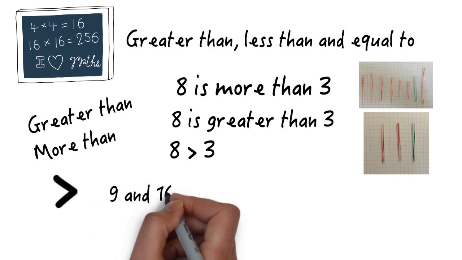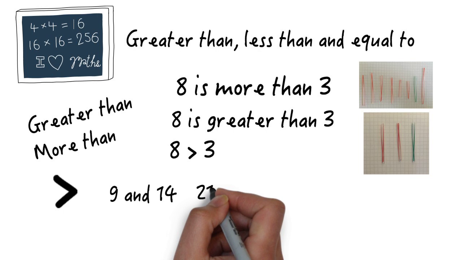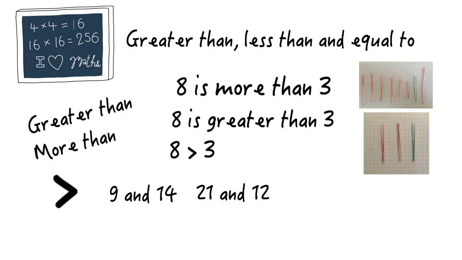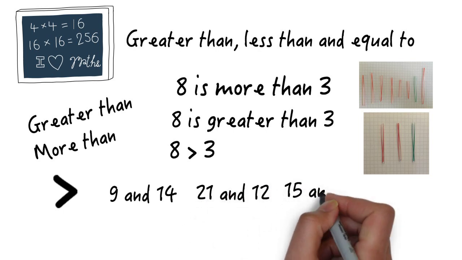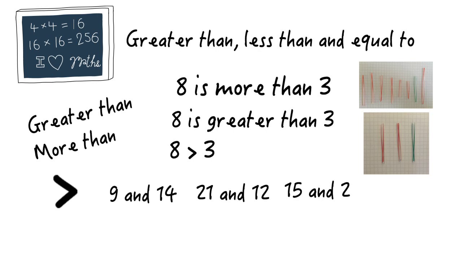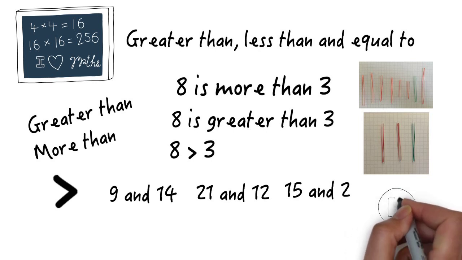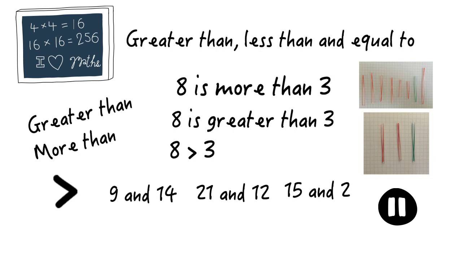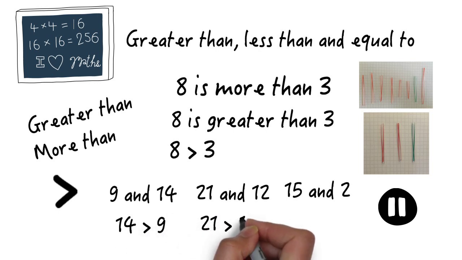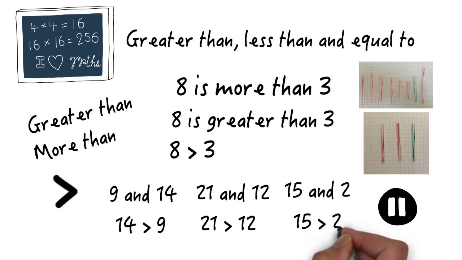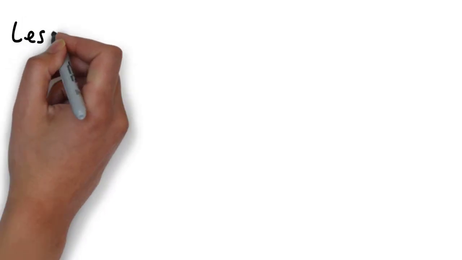Take a look at these different numbers and see if you can work out which one is greater than the other. You could use objects to make them first. Hit the pause button so you can have a think. If you got it right, you should have 14 is greater than 9, 21 is greater than 12, and 15 is greater than 2.